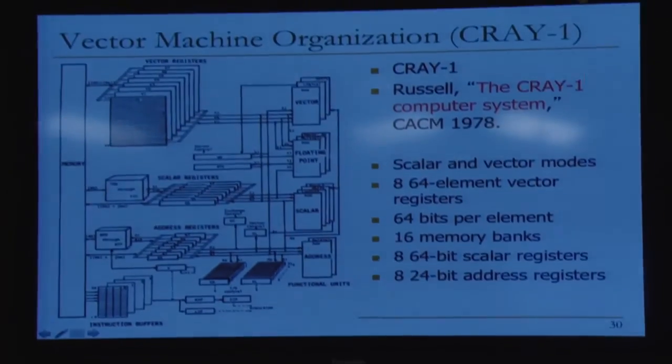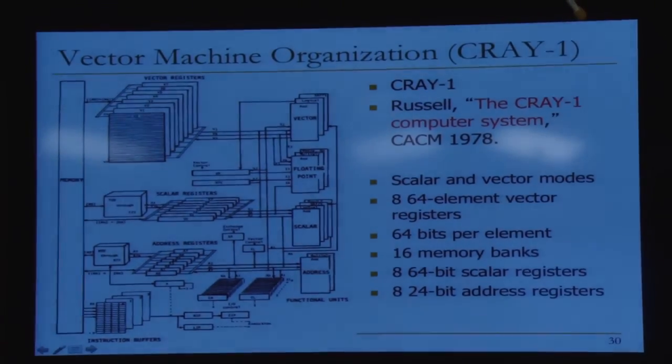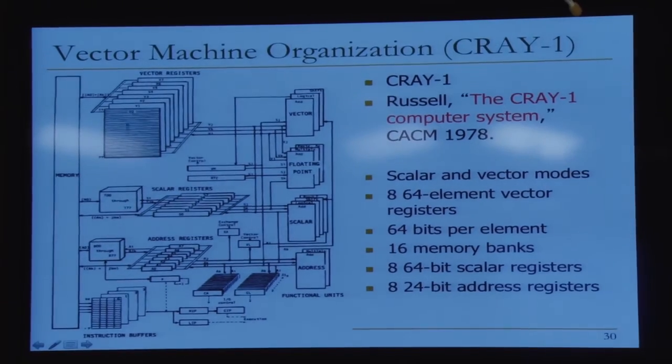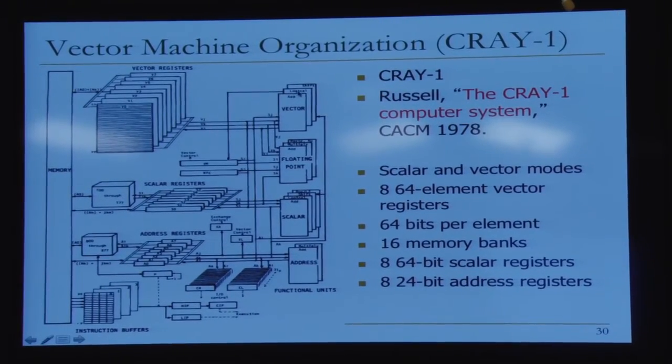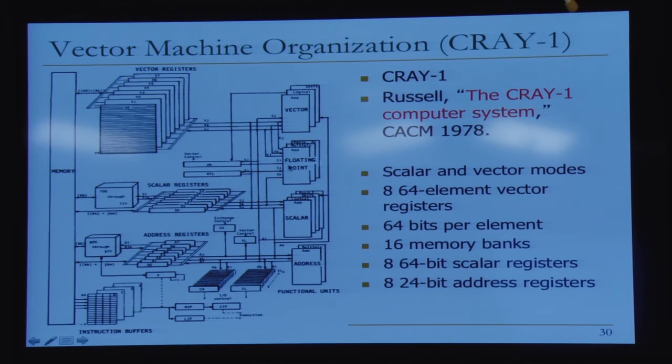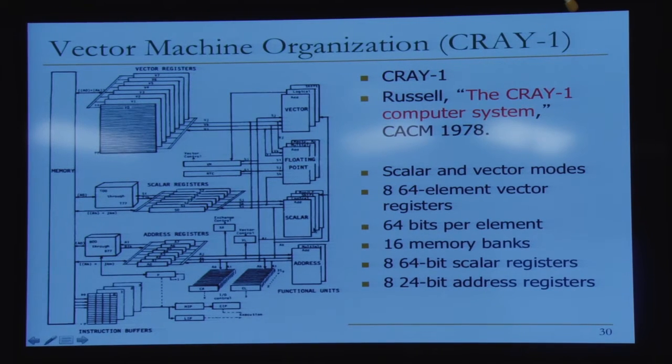This is one example of a vector machine, the Cray-1. Basically, it had 8 64-element vector registers over here. And it had the vector units. You can see add, logical, shift, and some floating point vector units also. And it had 64 bits per element. It also had a scalar unit, and we will get back to this, because scalar operations were really important, and we will see the bottleneck in these machines.